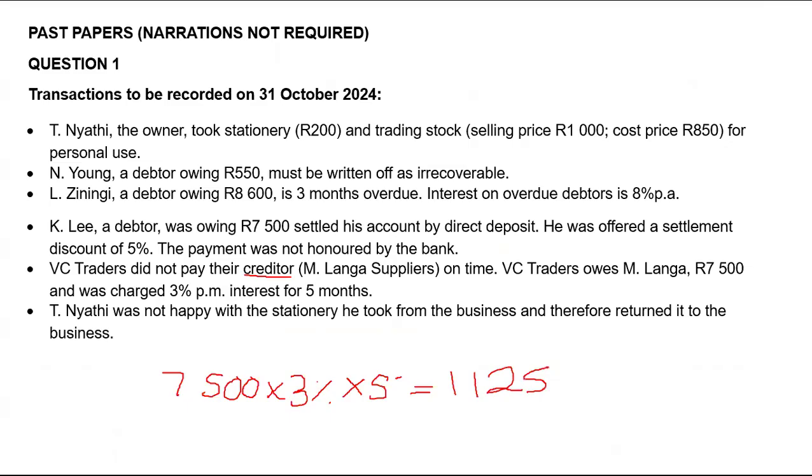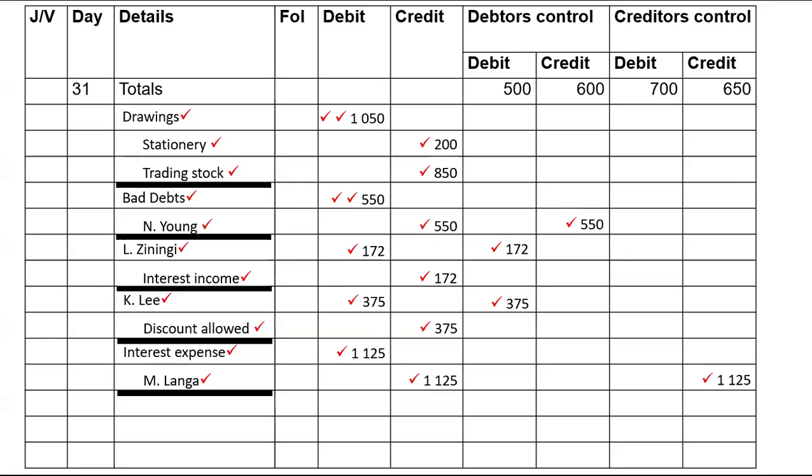Yang was unhappy with the stationery he took from the business and therefore returned it to the business. So Tinyati was not happy with that 200 Rand. Remember when Tinyati took that stationery, we debited drawings and we credited stationery. When Tilanga returns, not Tinyati returns those goods, we have to reverse the entry by debiting stationery and crediting drawings. None of these accounts affect debtors control and creditors control.